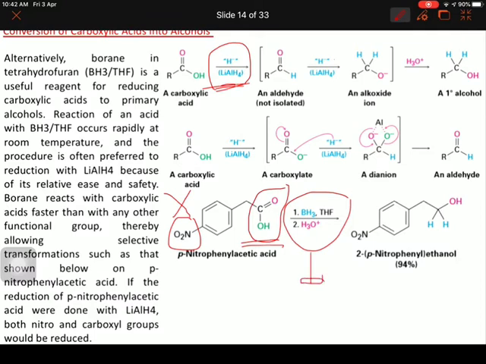The borohydride in THF solvent is going to be selective for the carbonyl group, not for amine derivatives. These two reagents are usually used to convert a carboxylic acid to alcohol.